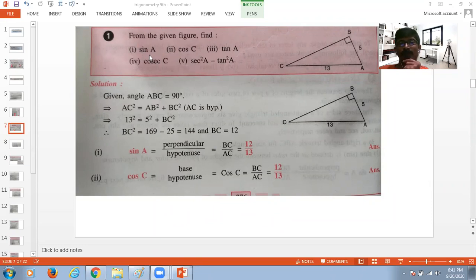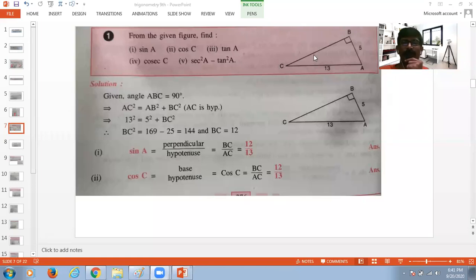First of all, you have to consider this is a right angle triangle ABC. It is right angle at B. When it is right angle at B, and if this side is 5 and this is 13 centimeter, then we can calculate the length of BC. What is the length of BC, guys?